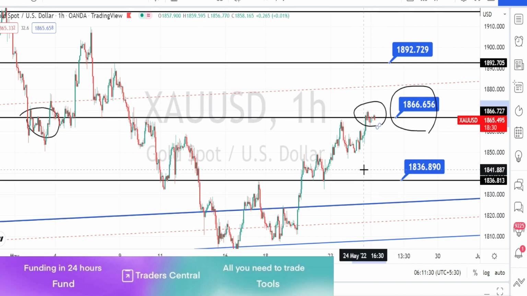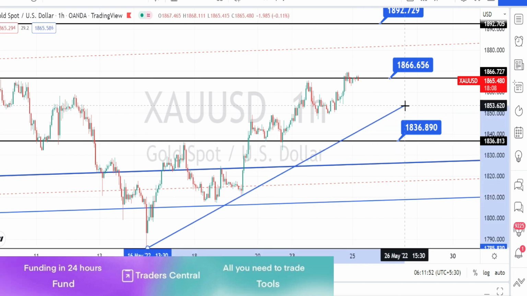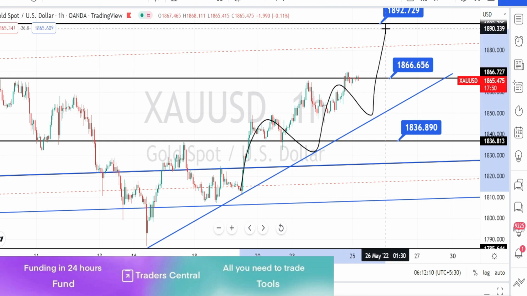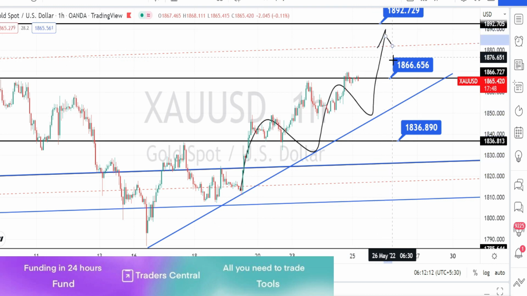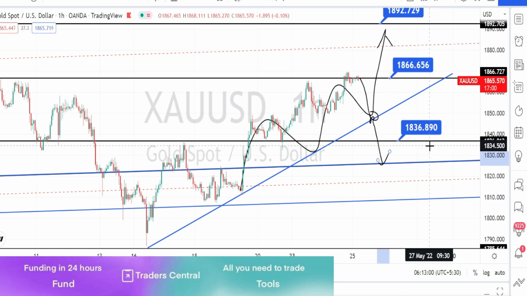To understand the current trend of the price action, I would recommend you to draw trend lines like this. As long as the price action is trading above this trend line, it is still in a bullish trend. Only when the price action breaks this trend line, we can expect the bearish trend to start in hourly time frame. So next level of support is going to be around 1836.